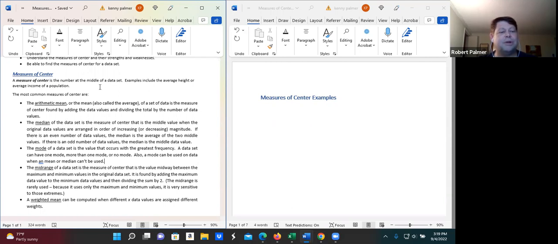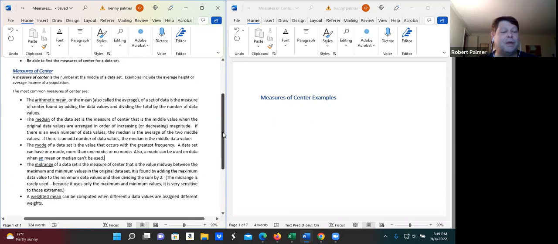So here, the measure of center is something trying to estimate where the middle of the data is. The most common one, and the one you're most familiar with, is the arithmetic mean, or just the mean, or the average of a set of data. As you surely know, it's found by adding all the data values together and then dividing by the total number of data values to get the average, and that gives you a center.